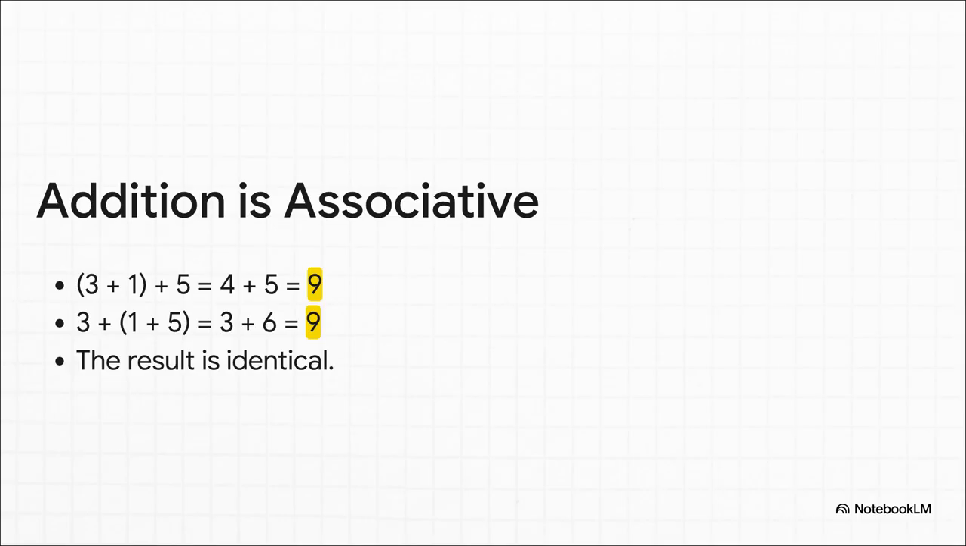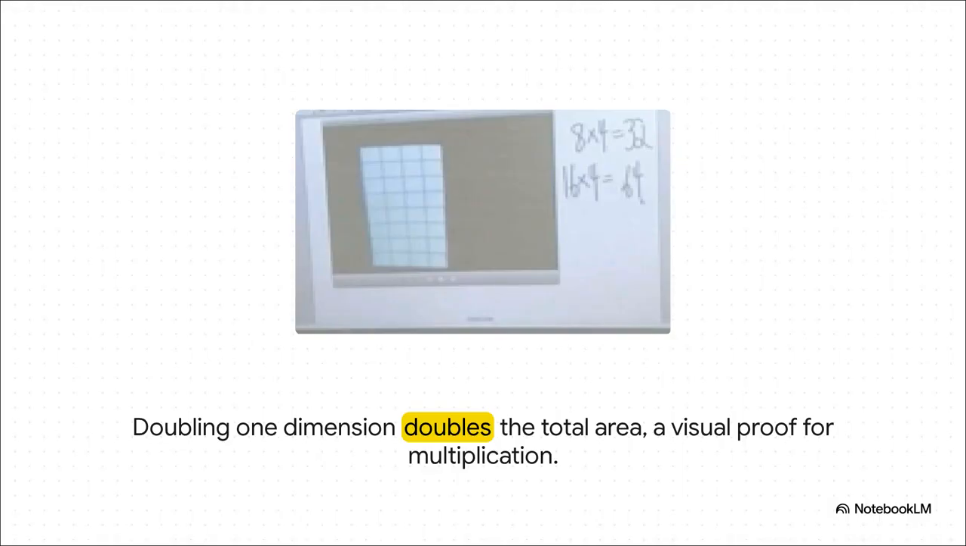No surprises here. And it's the same story for multiplication. This is a really cool visual, actually. A class used this grid or array to see what happens. You've got 4 times 8, right? The area is 32. Now, if you regroup things and double that 8 to 16, look what happens to the total area. It doubles to 64. It's a fantastic way to actually see that regrouping the multiplication doesn't change the final outcome.